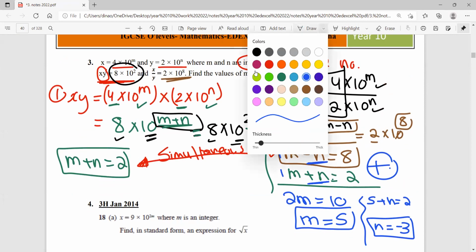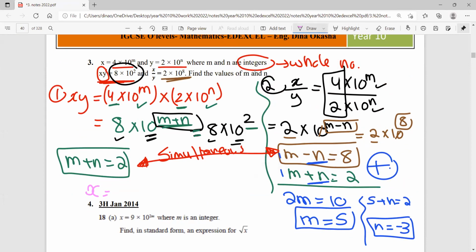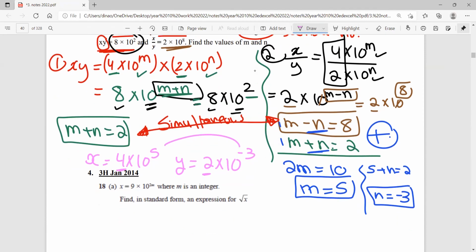Now, there's one thing that we can do, which is to check that our answer is correct. Now, let's find x. x is 4 times 10 to the power of m, and we just calculated m as positive 5. And y is 2 times 10 to the power of n, and n is -3. The question said xy is 8 times 10 power 2. 4 times 2 is 8. 5 plus -3 is 2. So I'm correct. Question number 3, done.